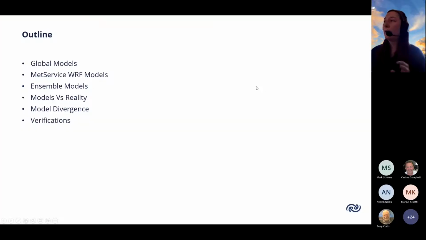So a brief outline, I'm going to talk about the sort of 3 main types of models that we use, our globals, our internal WRFs, which Chris has already mentioned, as well as the ensembles. I'm then going to take a quick look at models versus reality, particularly with respect to terrain. What it can look like when models diverge and what we do as meteorologists when they do, and a brief touch on verifications. Are we really as good as we claim to be?